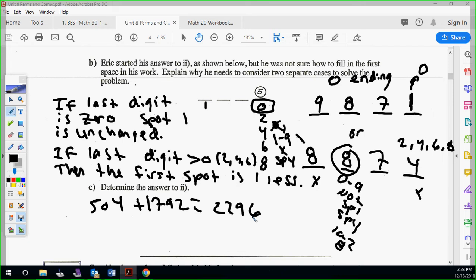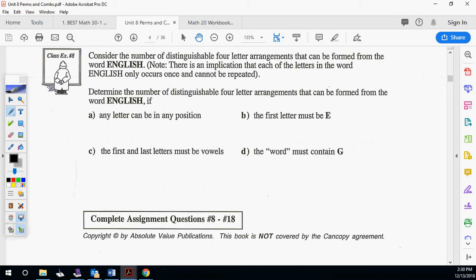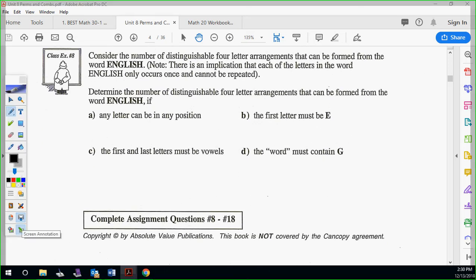All right. And definitely, Maddie, try to explain more too. Okay, so I'll come back there. It's fine. Okay, consider the number of distinguishable 4-letter arrangements. Slow down. Distinguishable means like different. Okay, so not repeated. Okay, and the word English. Note there's an implication that each of the letters in this word English only occurs once and cannot be repeated. That's what I just told you.